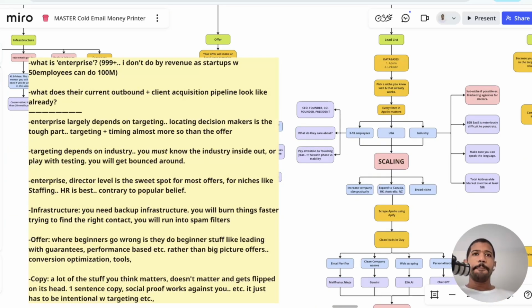This is why I'm a big proponent of only going after industries that you know well enough. I'm talking the back of your hand, inside and out. Not because you can speak the language; I'm sure you're smart enough to hold your own in a conversation, or you can do the research. But it's about knowing the job titles and how they all fit together, who reports to who, and who the decision makers are within an industry. That changes depending on the industry. You must know the industry inside out, or regardless, you're going to have to play with the targeting. You're going to have to test it, but you're going to get bounced around.